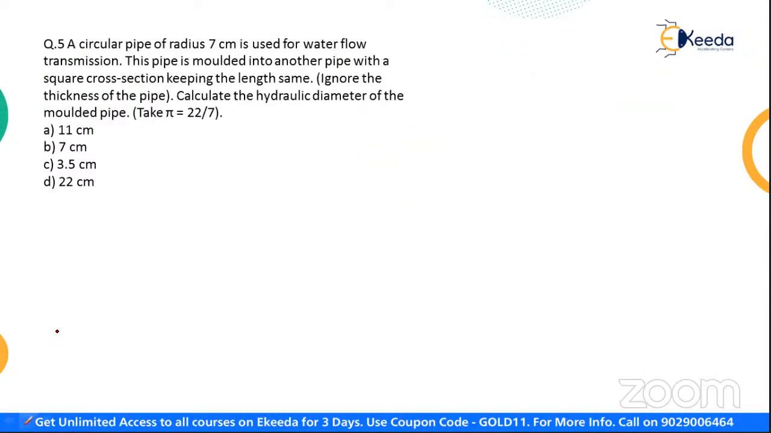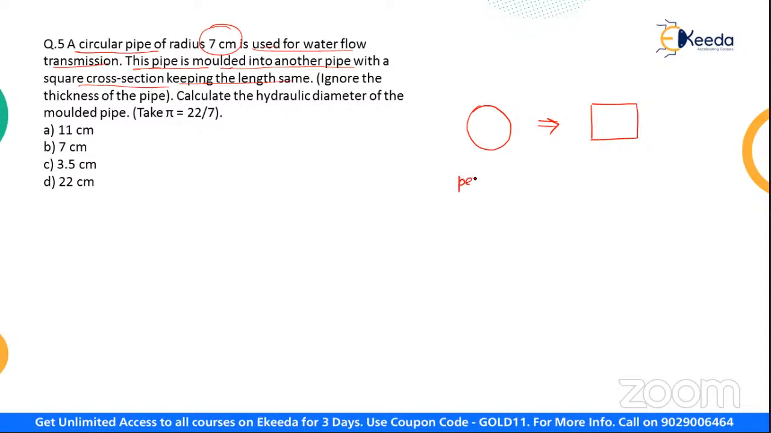Moving to the next question, that is the last question of today's class. A circular pipe of radius 7 centimeter is used for the water flow transmission. This pipe is molded into another pipe with a square cross section, keeping the length same. Ignore the thickness of the pipe. Earlier, the section was circular. Then this section was converted into the square one. We need to calculate the hydraulic diameter of the molded pipe.